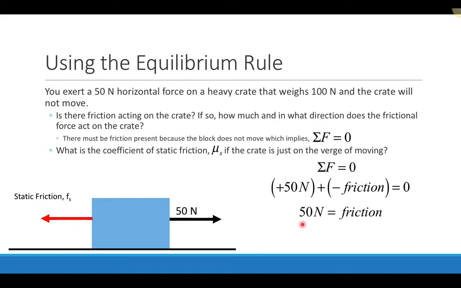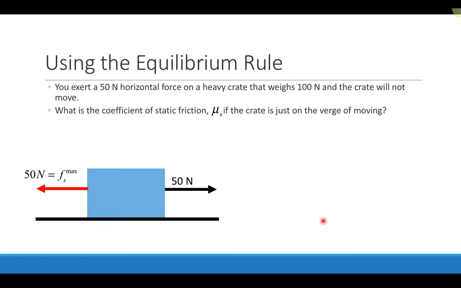When this 50 newton force is applied, this frictional force is the maximum amount of static friction that it can have, and it's on the verge of slipping. We want to know what the coefficient of static friction is. If I look at this picture again, I now have a maximum static frictional force of 50 newtons acting to the left. I have a force of 50 acting to the right. That's the applied force. The sum of the forces is 0.